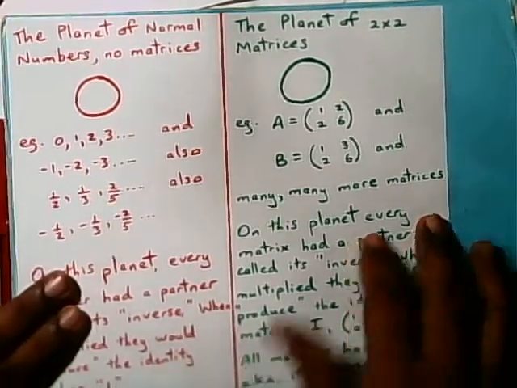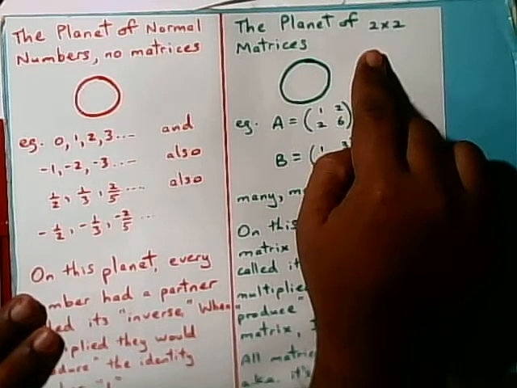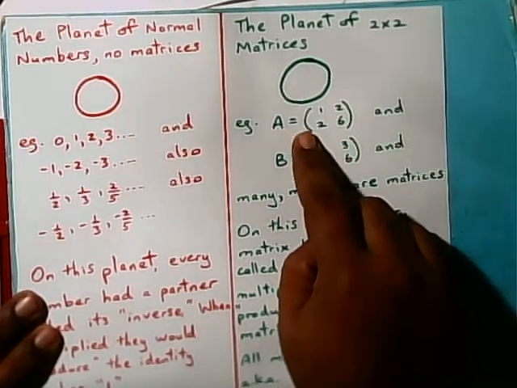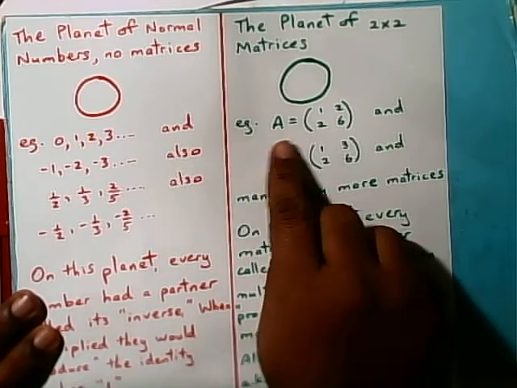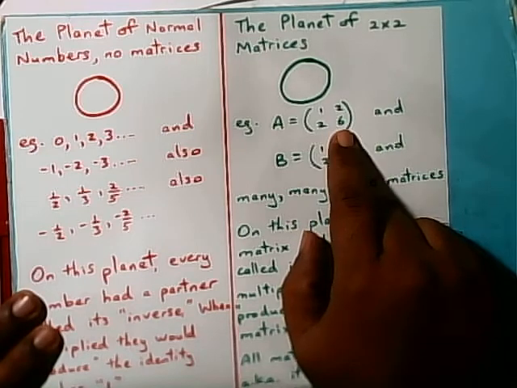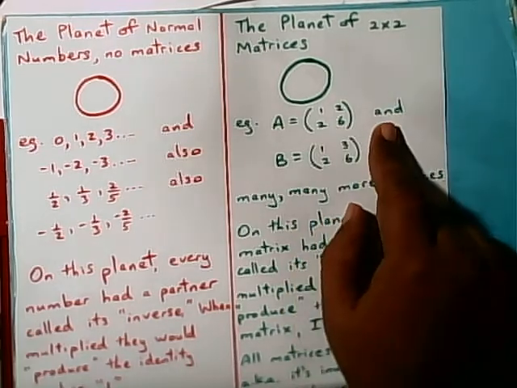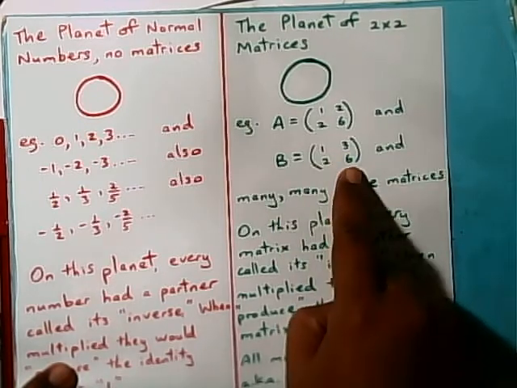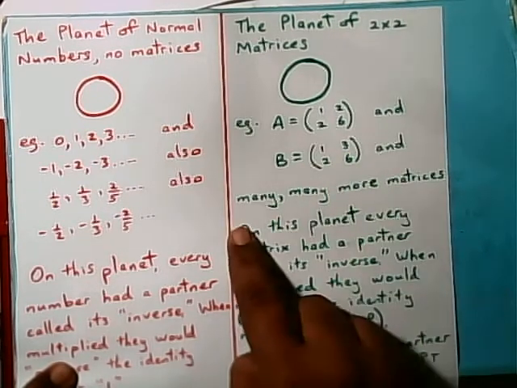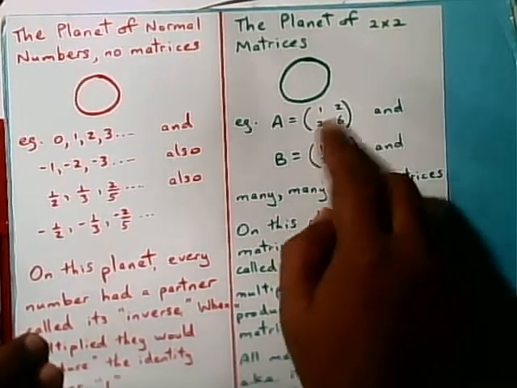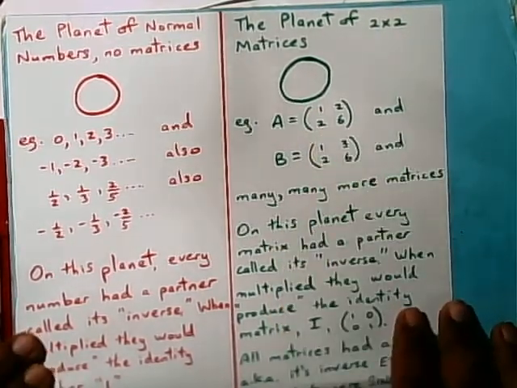Let's compare now the planet of 2 by 2 matrices. On this planet, we'd have a lot of matrices. For example, let's call one matrix A, which was 1, 2, 2, 6. And let's imagine the next matrix called B, which was like 1, 3, 2, 6. And many, many more matrices, of course, because you could have all kind of different numbers in those brackets.